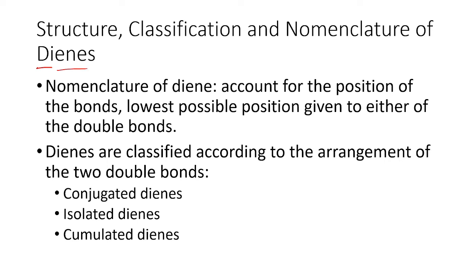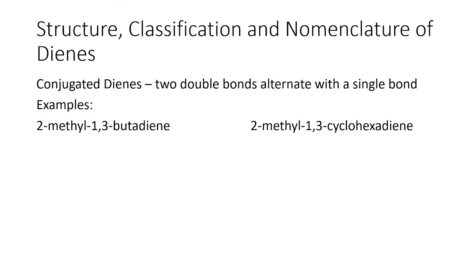Okay, so let's look into the conjugated dienes. Conjugated dienes are dienes with double bonds that alternate with a single bond. I have here two examples. We have 2-methyl-1,3-butadiene, and we have 2-methyl-1,3-cyclohexadiene. So let's first start with the butadiene.